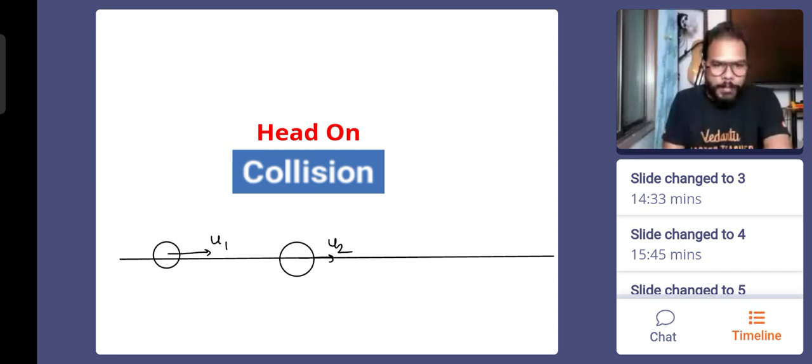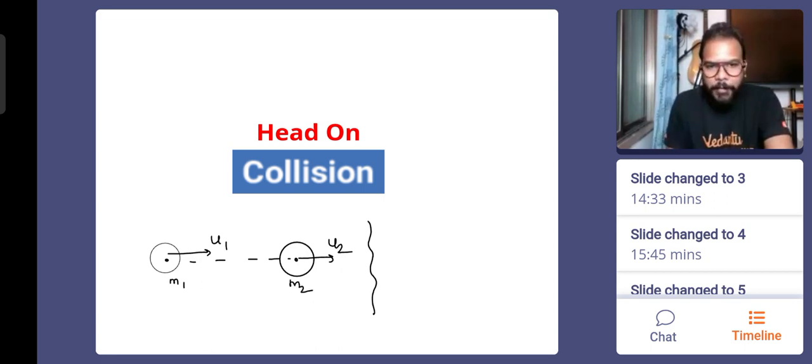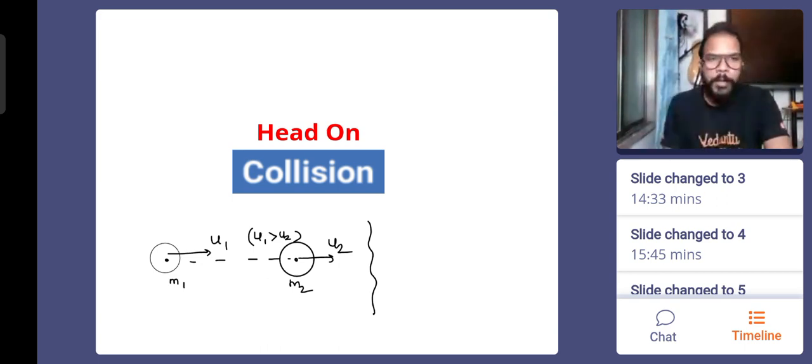So when the two objects are moving and there is a possibility for them to collide, we say that their collision is going to be called head-on if their centers are lying on the same line. Whatever will happen with them, this collision is going to be a head-on collision. Their masses are m1 and m2. When they're moving in the same direction, the collision will only happen when u1 is greater than u2. If they're moving in the opposite direction, not a problem at all. Obviously, the object coming from behind has to move faster in order to have this collision happen.